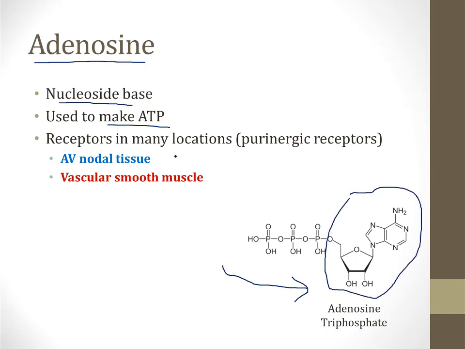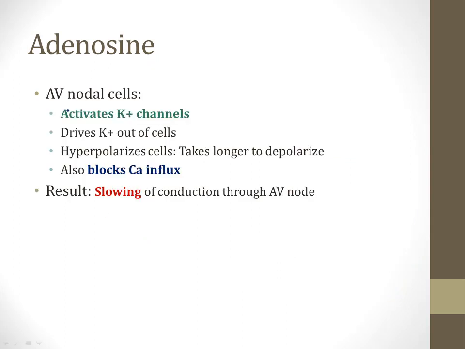And you can administer this as a drug because we have adenosine receptors in our body in many locations. They're called purinergic receptors, and that's because adenosine's chemical structure is that of a purine. And they're found in two important places in terms of their clinical effects. That's in the AV nodal tissue and also in vascular smooth muscle. In AV nodal cells, adenosine activates potassium channels. This will drive potassium out of cells and hyperpolarize the cells so that they take longer to depolarize. Adenosine's also been shown to block the calcium influx into pacemaker cells of the AV node. By both of these mechanisms, adenosine will result in a slowing of conduction through the AV node, and that's the mechanism of its utility as an antiarrhythmic drug.